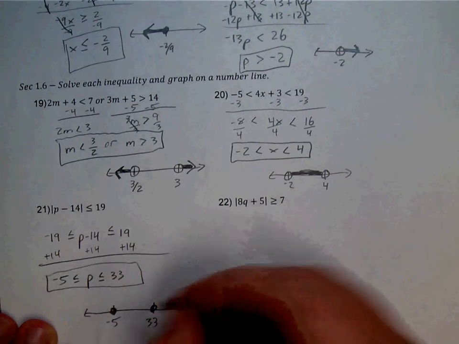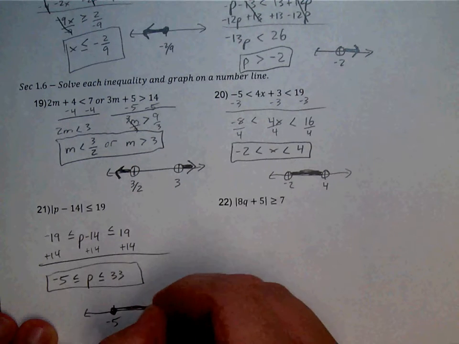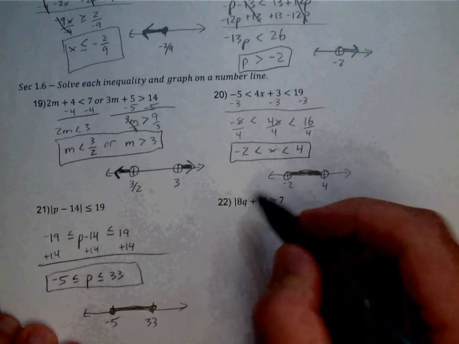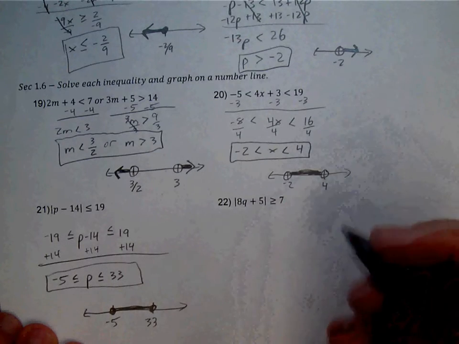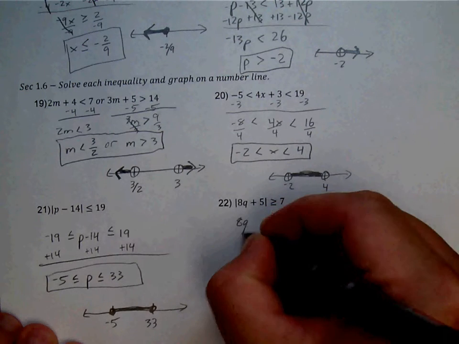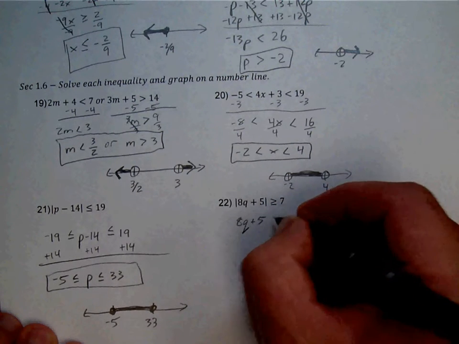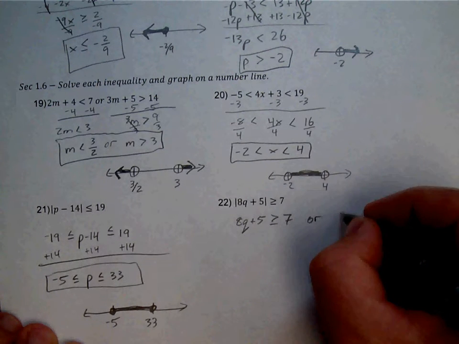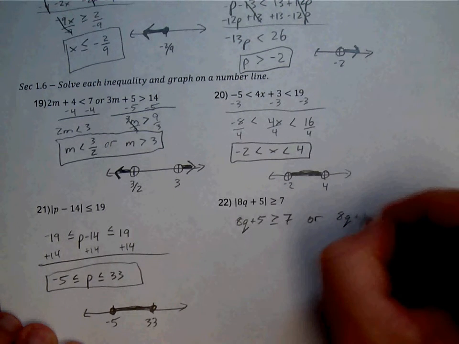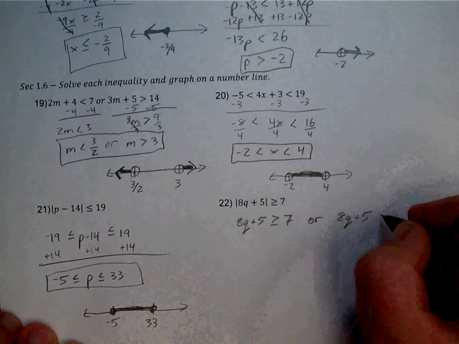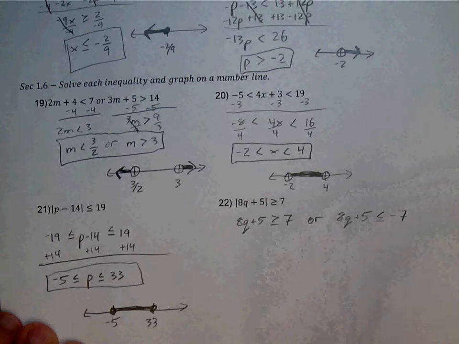Closed intervals, both at -5 and at 33. It's an AND, so we shade in between. Number 22, it's an absolute value. Greater, greater. So for one of them, we let 8q plus 5 be greater than or equal to 7, just like it says. Or, in the other case, we take the 8q plus 5 and we compare it to the -7, but we have to flip our sign. So less than or equal to -7.